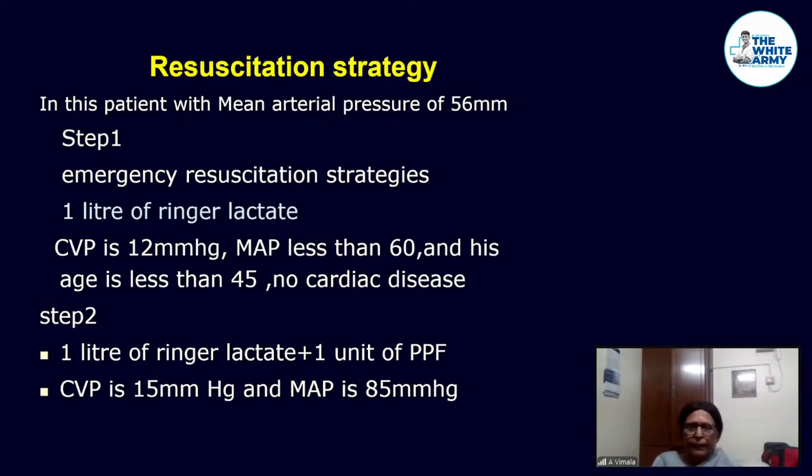So in this patient, with a mean arterial pressure of 56 millimeters, what is step 1? Emergency resuscitation strategy. Creatinine is normal, potassium is normal. So you can give 1 liter of ringer lactate. CVP goes to 12. Mean arterial pressure is less than 60, and his age is less than 45 and he has no cardiac disease. So you can give 1 more liter of ringer lactate and 1 unit of plasma and get the mean arterial pressure to 85.